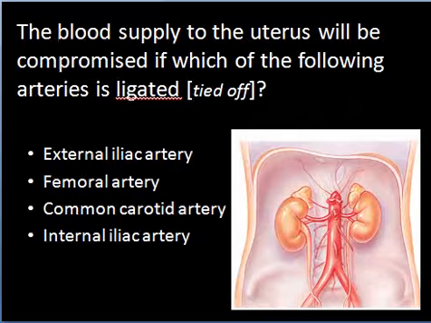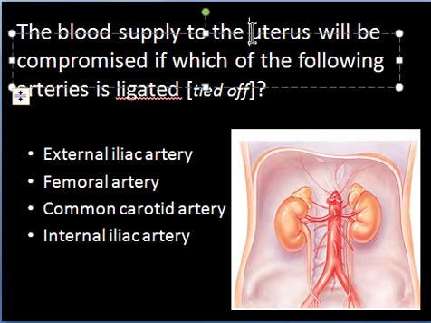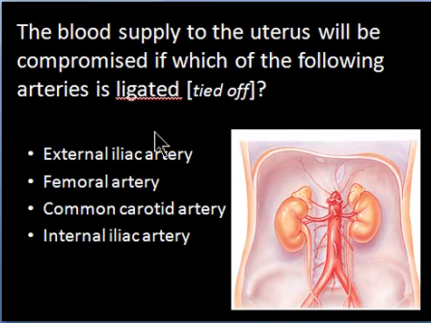Let's look at the next question, which tells you that the blood supply to the uterus will be compromised if which of the following arteries is ligated. So let's now think, where does the uterus lie? The uterus lies in the pelvis. So if it's lying in the pelvis, which is the artery which supplies the pelvis? So let's see the choices. The external iliac artery, it's external, it lies on the outside and you can't see the rest of it. So this is the external iliac artery.